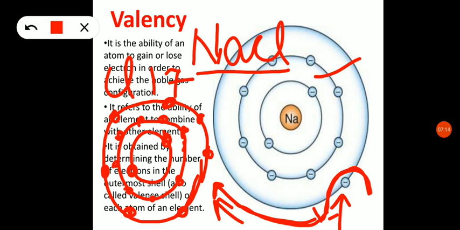Okay, so if sodium loses 1 electron, it becomes octet here. And if chlorine gains 1 electron, it becomes octet. So then it forms the sodium chloride. This combining capacity is known as valency. Clear?